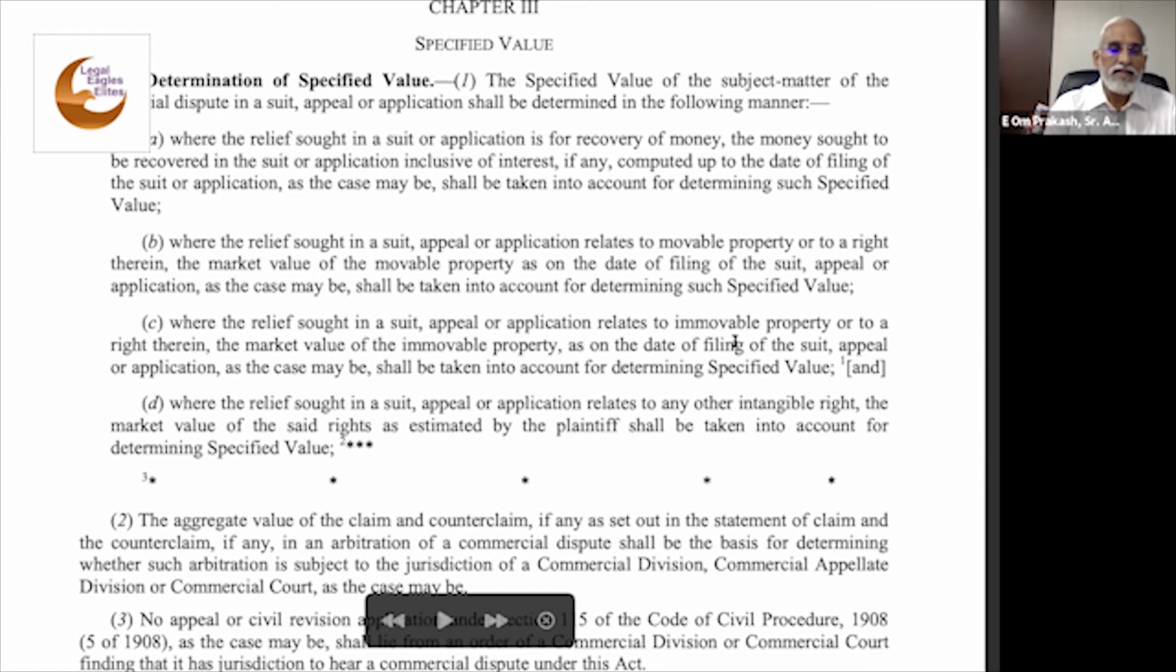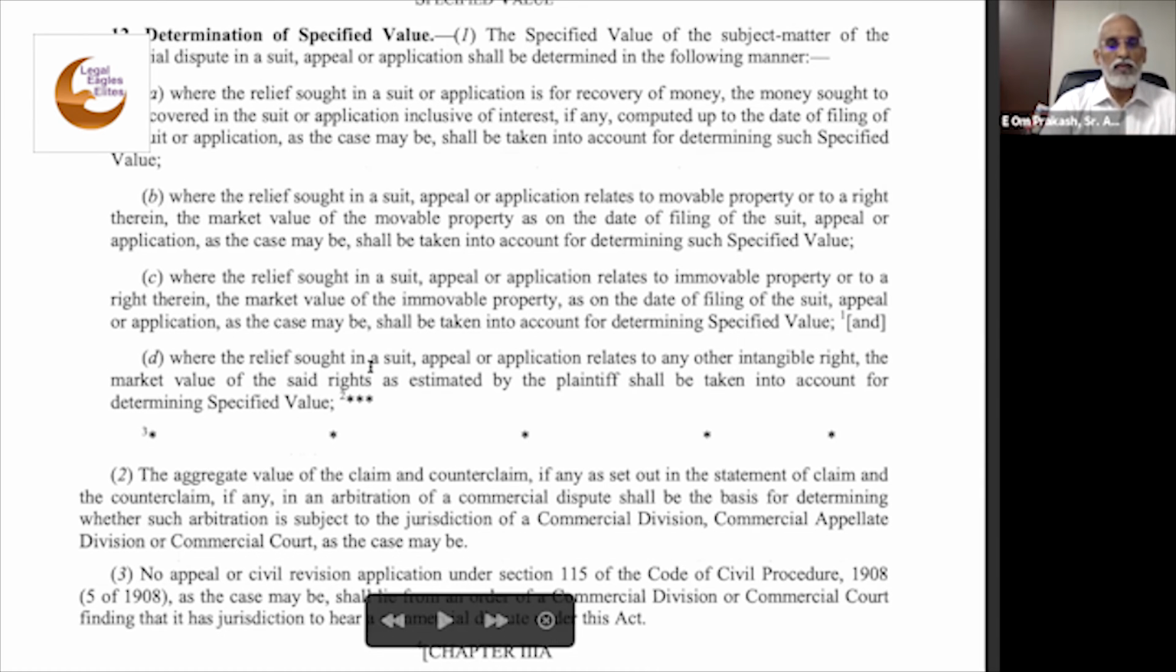Now the fourth is, if the relief sought in a suit, appeal, or application relates to any intangible right, the market value of said rights as estimated by the plaintiff. As students of law, what is important is these words, as estimated by the plaintiff. Now, interestingly, this as estimated by the plaintiff is not there in A, B, or C. A says if it is a suit for recovery of money, the amount with interest as on the date of filing, as computed. Then B says if it is related to immovable property and right, the market value of the immovable property.